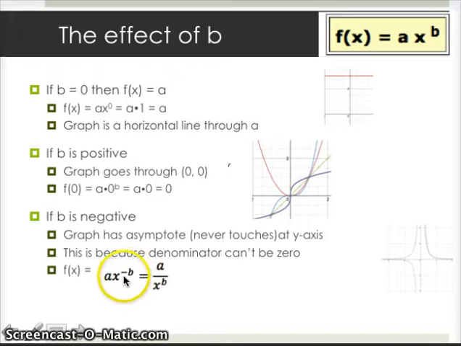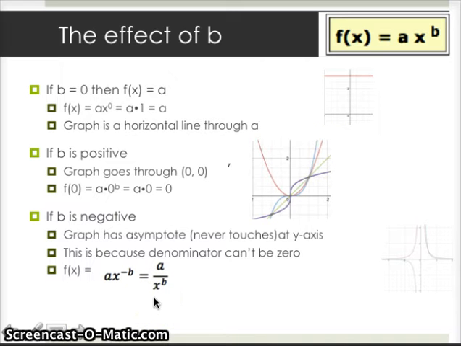Now when we have b as a negative, we have x to a negative exponent. How do we make that negative exponent positive? Do you remember that we move it to the denominator? We take the reciprocal. So we get x in the denominator, and that denominator cannot be 0. That's why we have an asymptote. So if b is negative, asymptote; positive, through the origin; and if b is 0, it's flat.